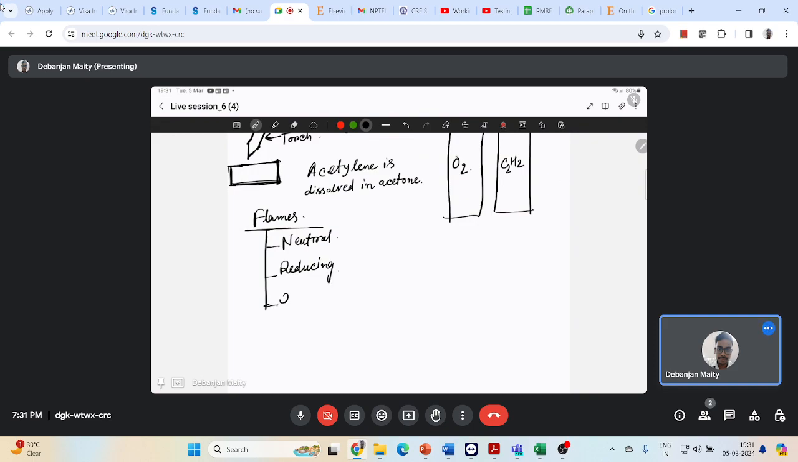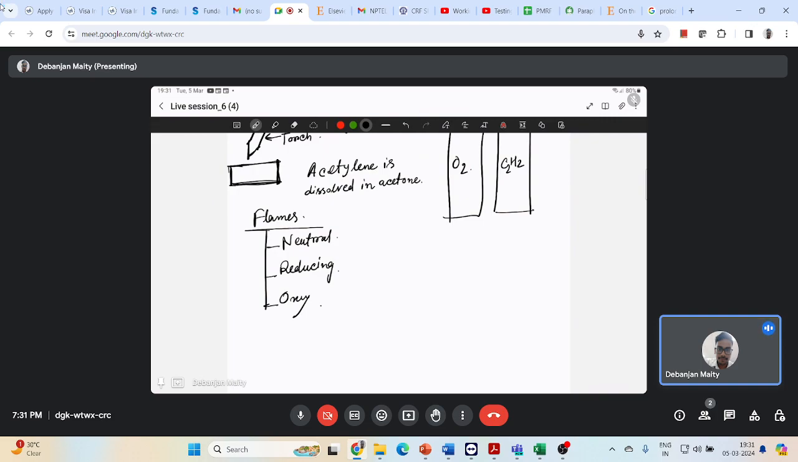We have oxidizing flame, right? So in neutral flame, the oxygen and acetylene are mixed in equal amounts. This is very well known, and they're burned at the tip of the welding torch. So how can you characterize a neutral flame? Your inner core will be very short, and a longer outer envelope will characterize a neutral flame.